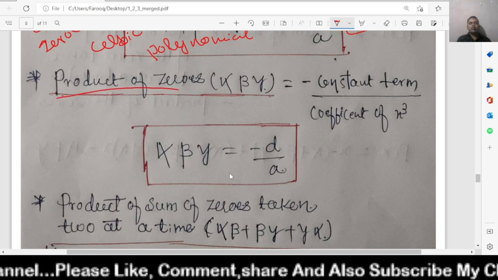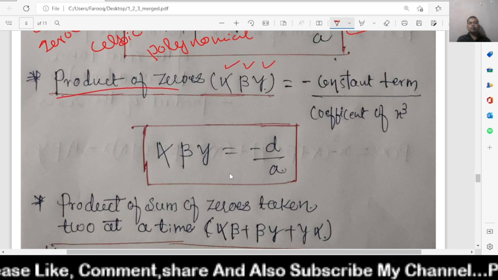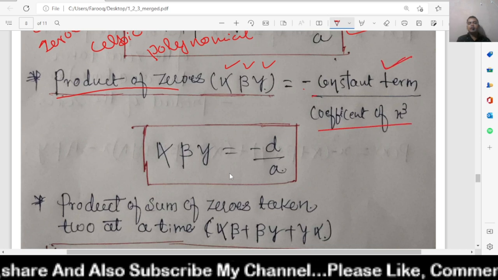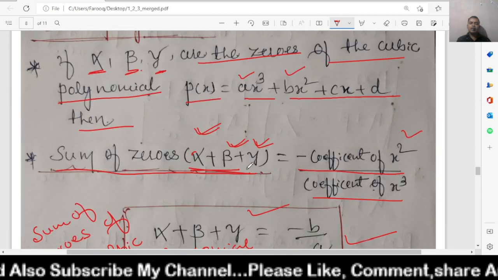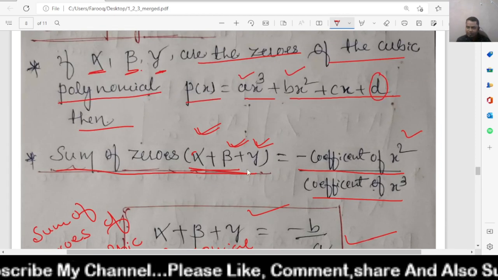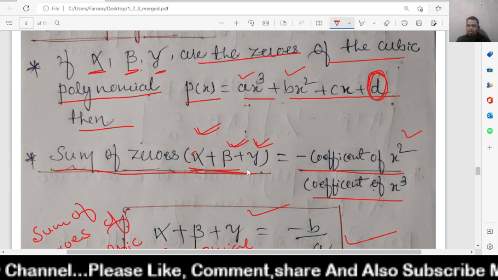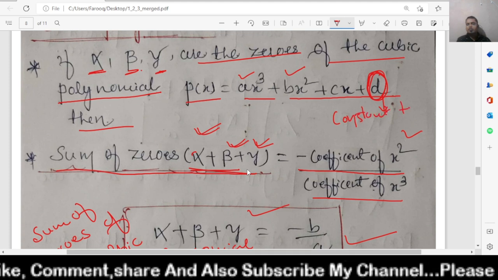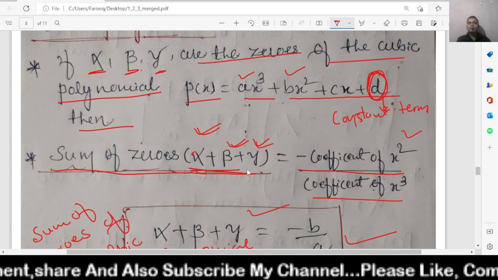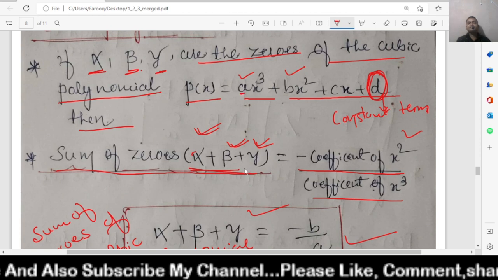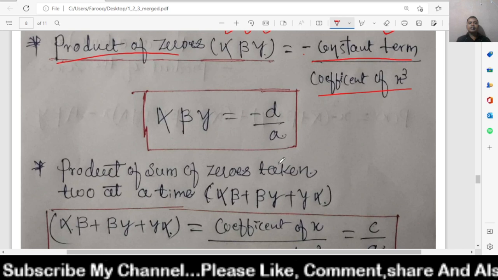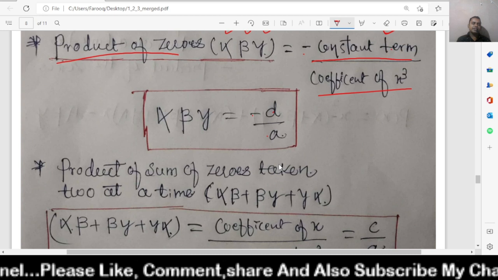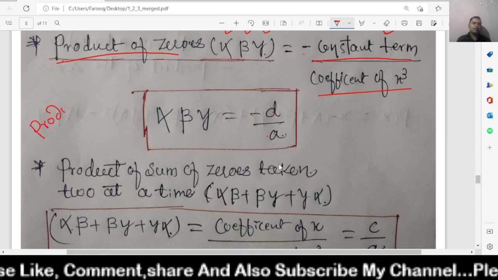The product of zeros, alpha into beta into gamma, is equal to minus constant term divided by coefficient of x cube. In the cubic polynomial, this d is the constant term, and the coefficient of x cube here is a. So that is minus d by a. This is the product of zeros of the cubic polynomial.